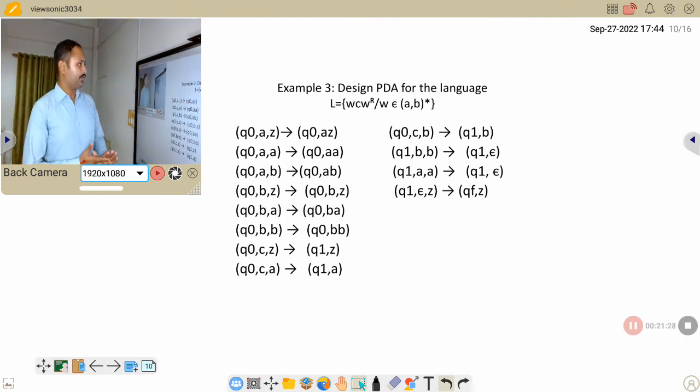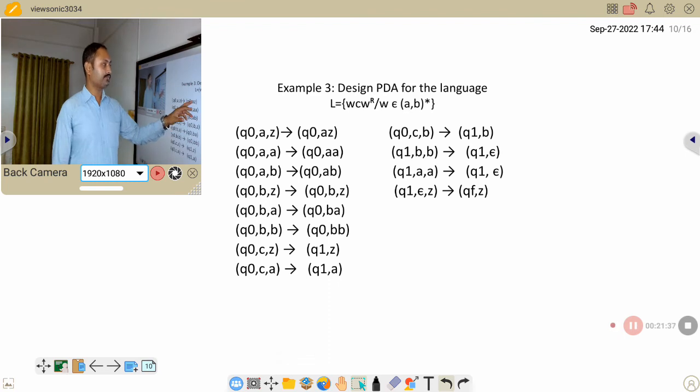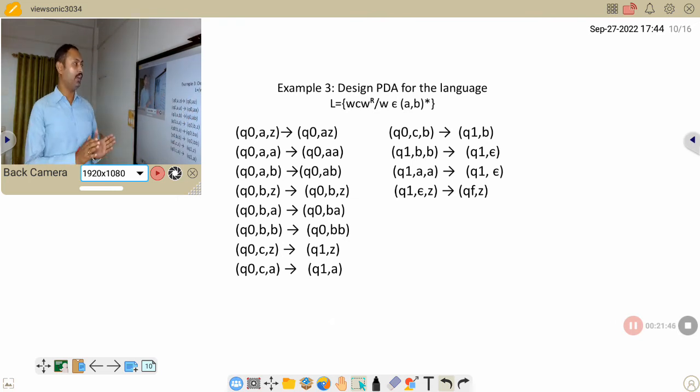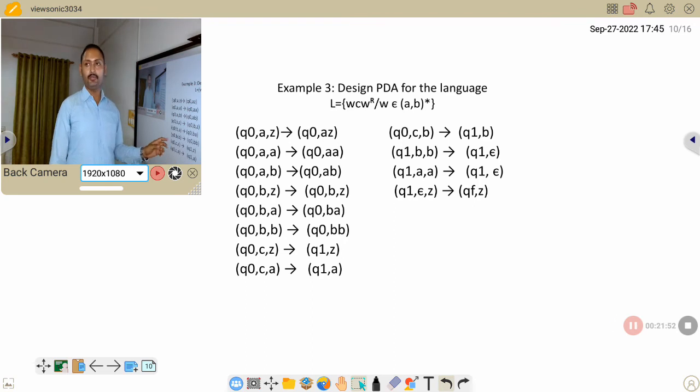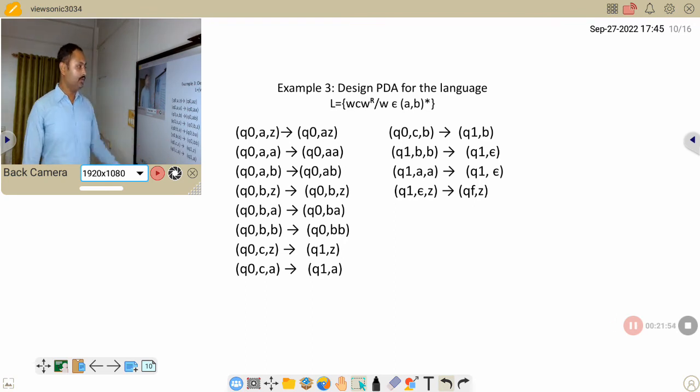Now the third problem says to design a pushdown automata for this language. WCWR means W is a string and WR is the reverse of the string, and C is the notation by which we can point out where the end of the string is. So these types of strings we have to accept by using a pushdown automata. These are the possible solutions or possible transitions.